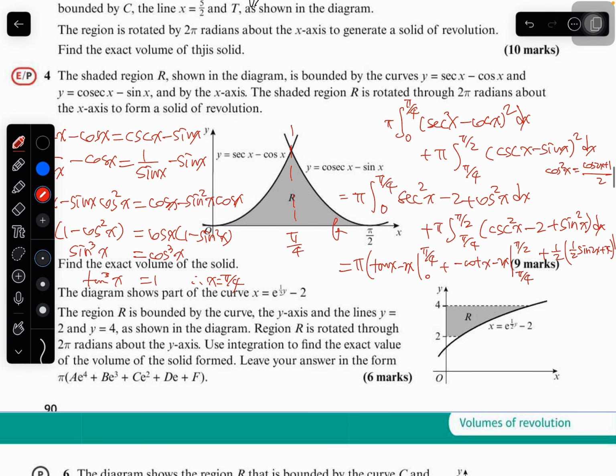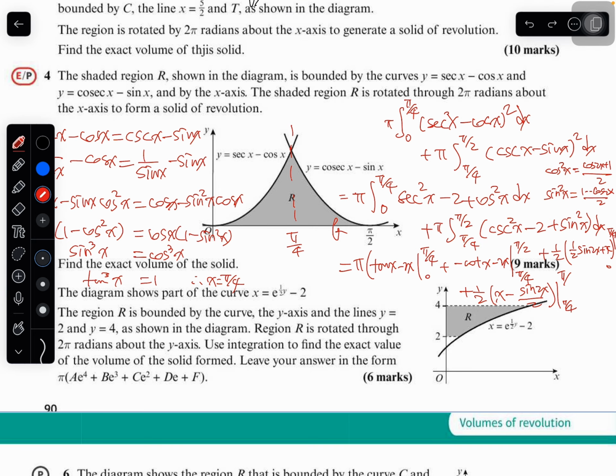And this one is between 0 to pi over 4. For sine squared x, it is (1 minus cos 2x) over 2, so plus 1 over 2 of x minus sine 2x over 2, from pi over 4 to pi over 2. So this is what we need to do.